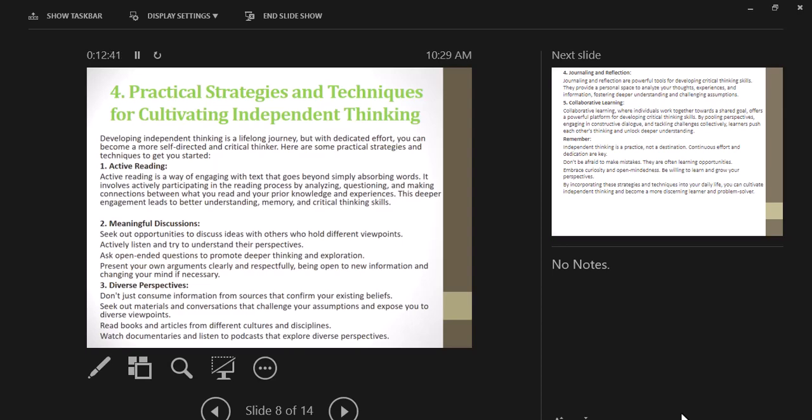Some of them are active reading. Active reading is a way of engaging with text that goes beyond simply absorbing words. So an active reader asks questions about the text. They try to give meaning to the text on their own rather than from the author's perspective. This deeper engagement leads to better understanding of the text. It helps us to boost our memory and critical thinking skills.